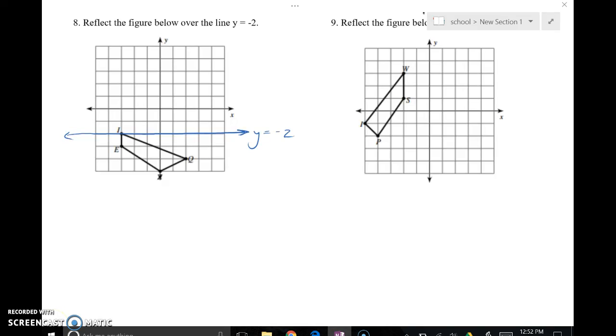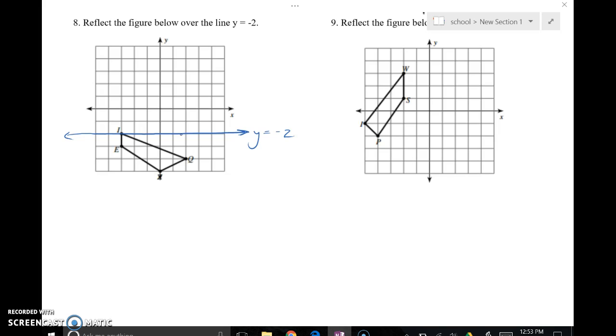Now to example 8, where we've got a new line that we're reflecting over. This time it's y equals -2. The y equals a number indicates that it's a horizontal line, but it's not one of the axes. It is a horizontal line going through -2. So in blue, I went ahead and drew that in just to remind you really quickly what y equals -2 would look like. Keep in mind that x equals -2 would be a vertical line going through -2 on the x-axis. So that would be a different type of flip.